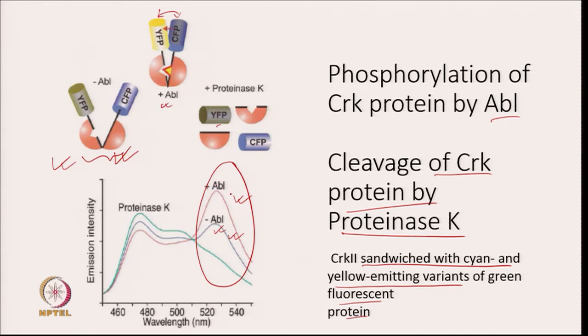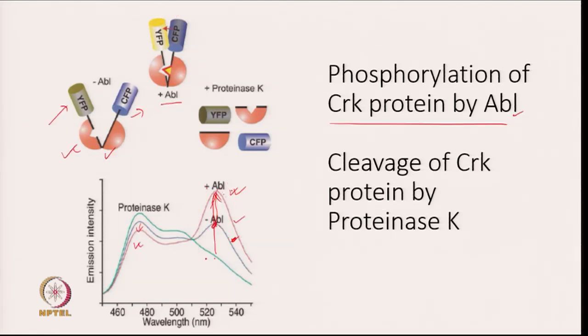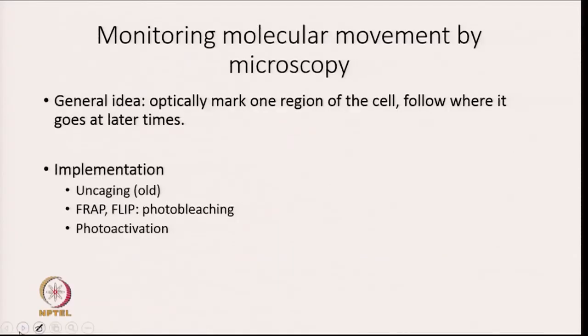When the spectrum is taken in the presence of ABL, phosphorylation happens. Now the protein comes into a conformation in which YFP and CFP are close. In that case, your fluorescence increases, but when you cut by proteinase K, they go far apart, and so fluorescence intensity decreases. So this is a very good example to look at the interaction between two parts, or the effect of, for example, phosphorylation on the conformation of CRK protein. So the YFP and CFP pair can be used to look at the interaction between two proteins.